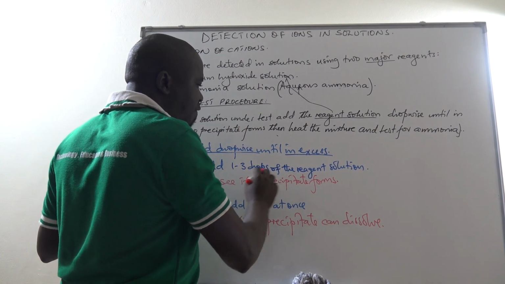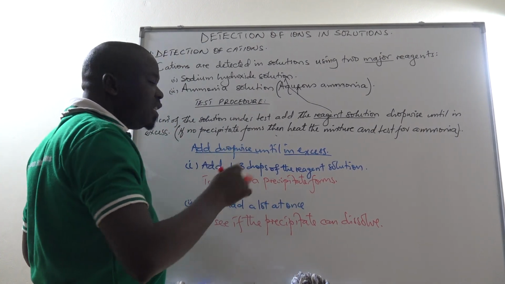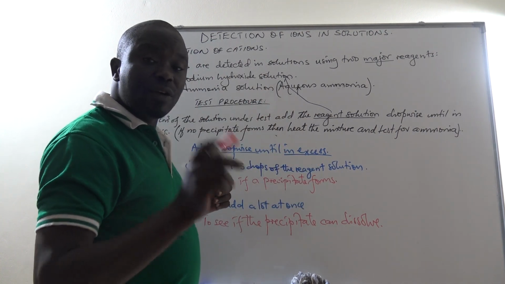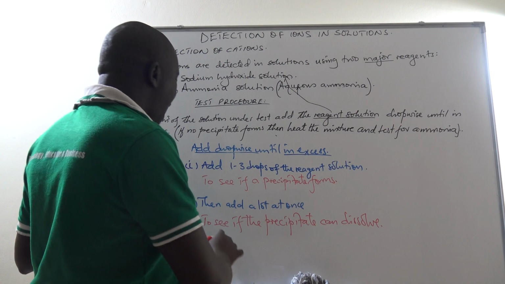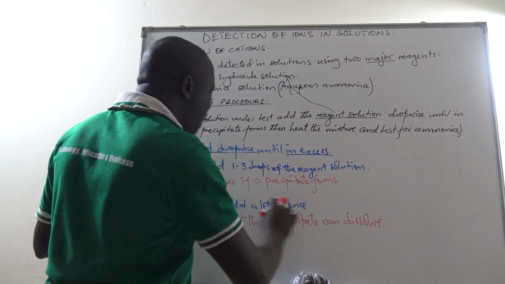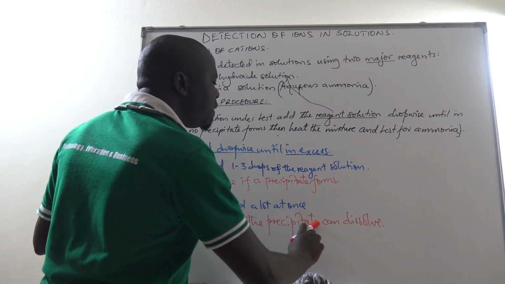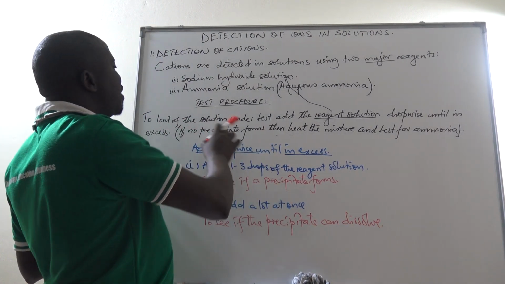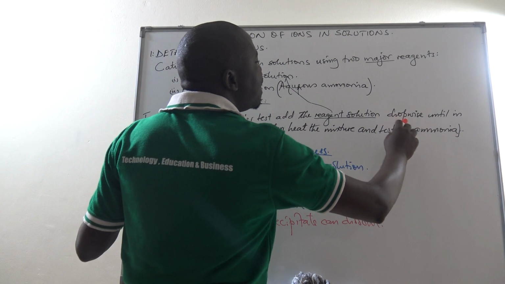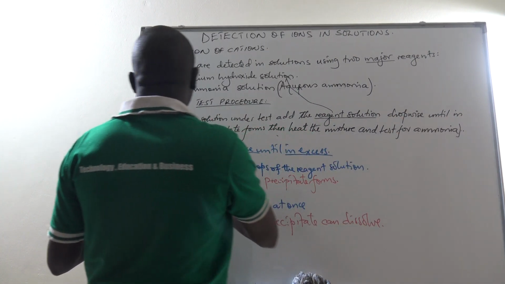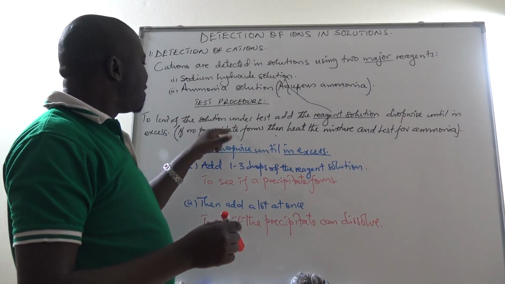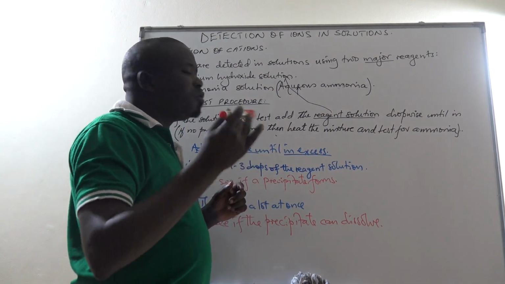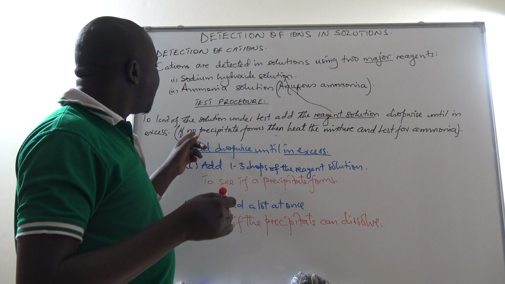1 to 3 drops very fast, and that one is to see if a precipitate forms whose color you take note of, because you will record it, and then you add a lot more at once. It is to see if the precipitate can dissolve. So when you do this, you will have already fulfilled the instruction that you add the reagent solution dropwise until in excess.